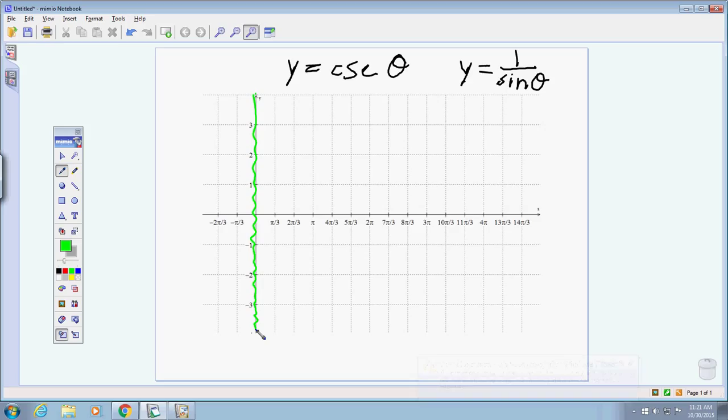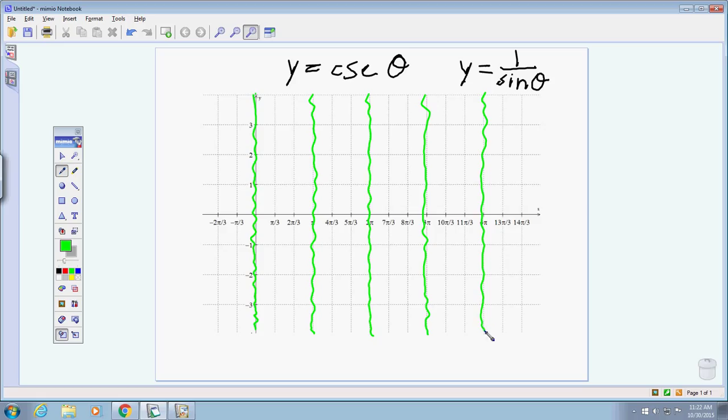So let's really quickly think about all the different places where sine is 0. Where else is sine 0? At pi. So obviously I have an asymptote at pi. Where else? 2 pi. Okay, so 2 pi. Can I just keep going like this? Because we know it's periodic. Every pi then means we have asymptotes, and I'll even go over here, at negative pi, right? Because that's basically what that is.